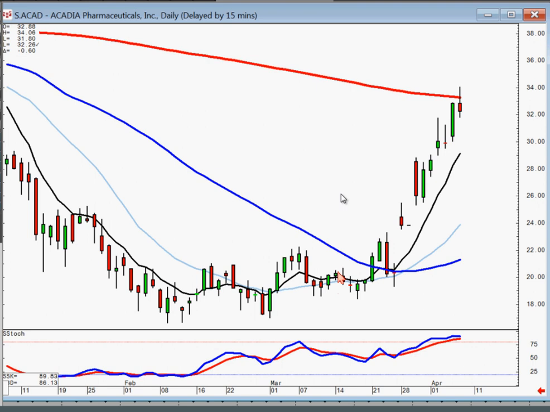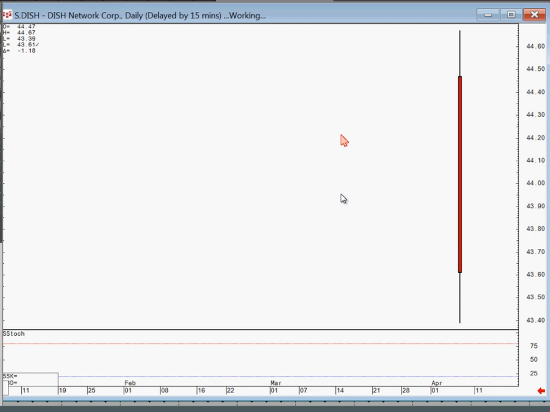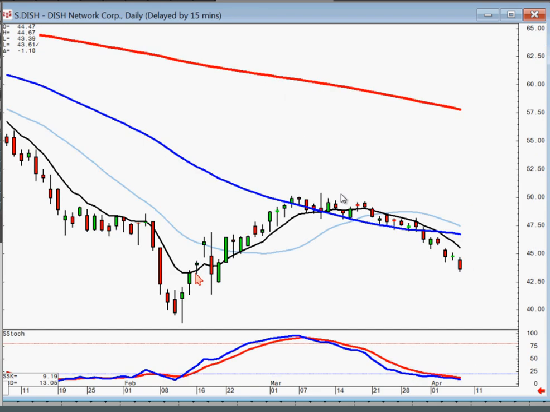ACAD, get ready to close this out if it opens lower. Tesla didn't do a dark cloud. It didn't open above the high of yesterday. So all this is a down day and an uptrend. And Dish is a short if it opens weaker tomorrow because you got that big dumpling top.